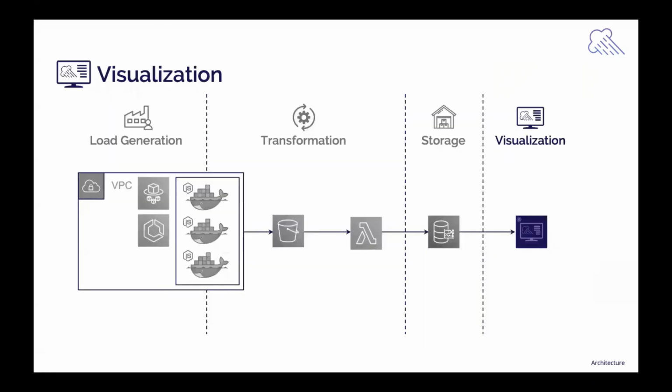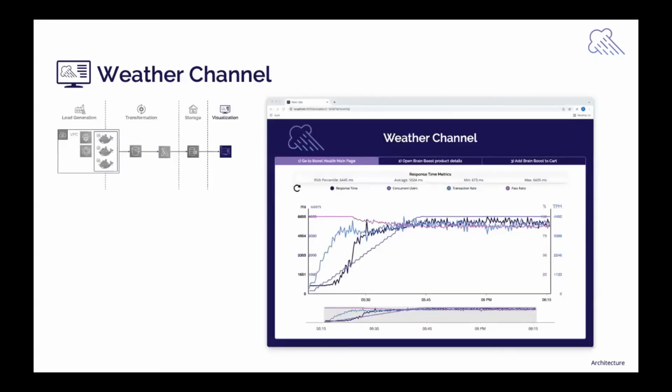Visualization is Monsoon's final architectural component. The visualization architecture queries the storage layer, then displays the data it retrieves in a graphical user interface. We call our dashboard Weather Channel. It's a locally hosted React app that directly queries the TimeStream database service. This dashboard app uses the Victory library for modular charting and data visualization, as Victory has native support for time series data. You'll get a chance to see Weather Channel towards the end of our presentation.